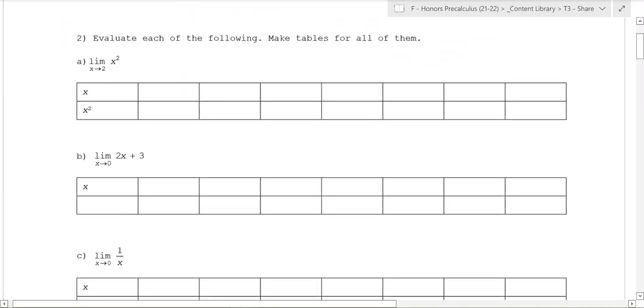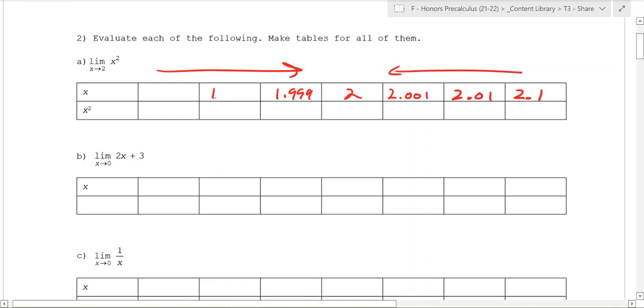So for example, this one, what happens as x goes to 2 of x squared? What we do right here to set this up is we're not going to plug in 2. We're going to say, what happens as x gets closer to 2 from the left and from the right? So what are some numbers to the right and to the left of 2? Well, 2.001 is really close. We're also going to do 2.01 and 2.1. And then to the left, you have 1.999, and then you'd have 1.99, and then you'd have 1.9.